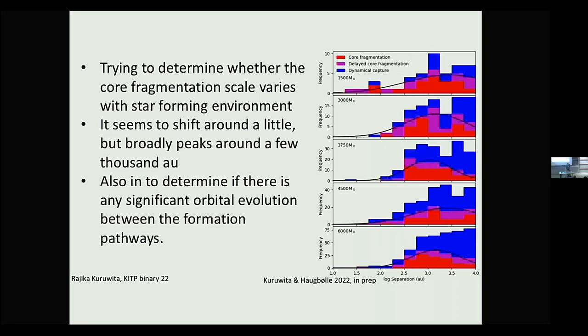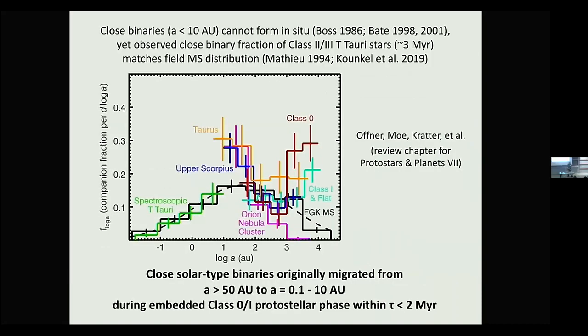So yeah, I just want to end with two slides highlighting the takeaways from the discussion I had last week, since about half of you here are new. When we talk about binary populations, we talk about binary star formation. Close binaries, less than 10 AU, cannot form in situ. You can't get core fragmentation, and you can't get disk fragmentation at separations less than 10 AU. Yet when we look at stars only a few million years old, we see that the observed close binary fraction matches the field main sequence population.